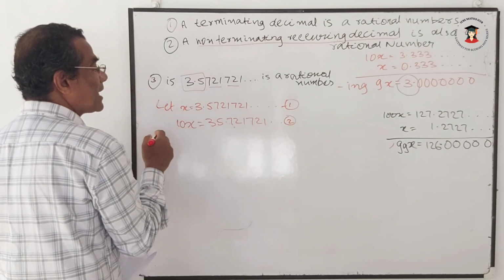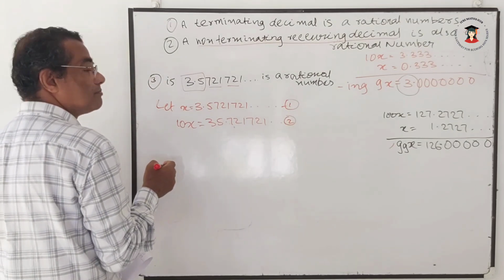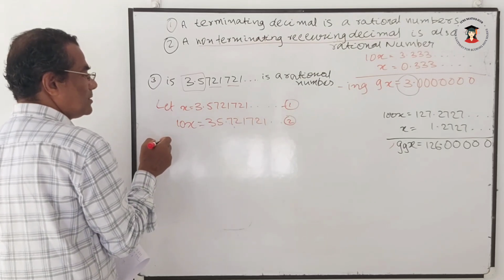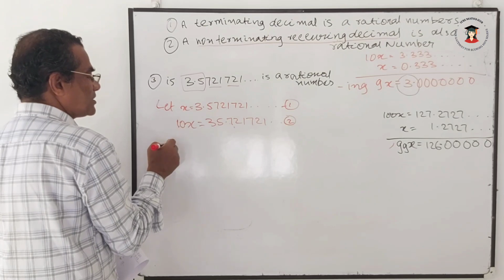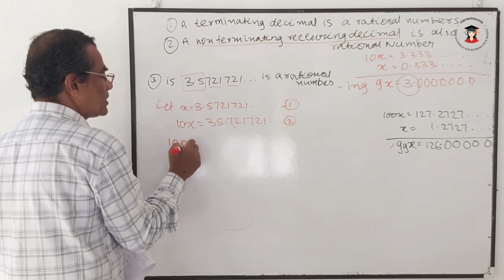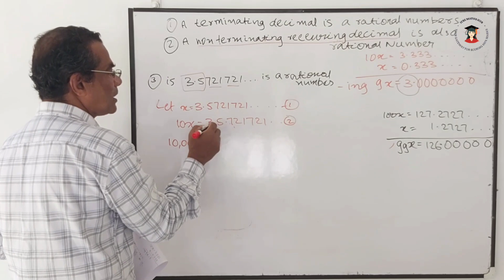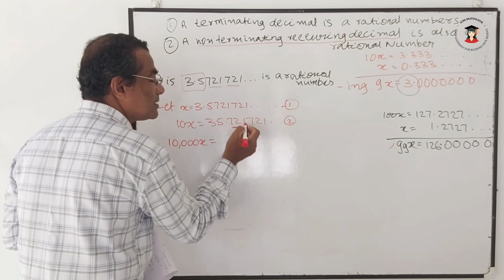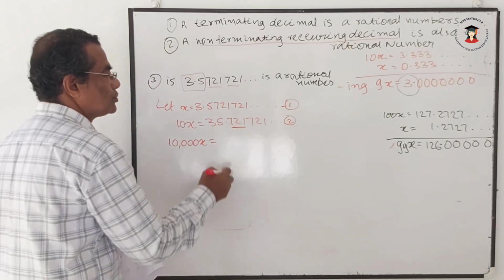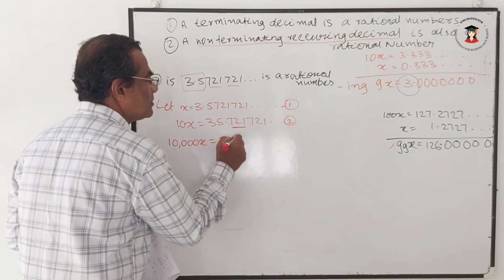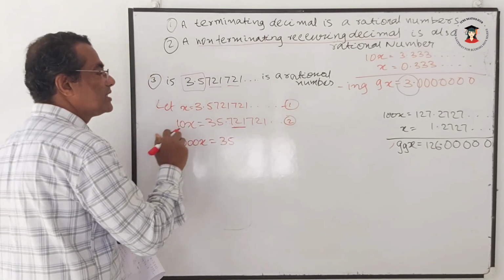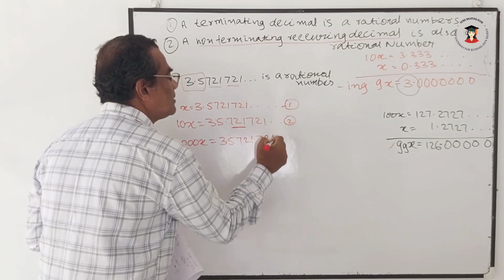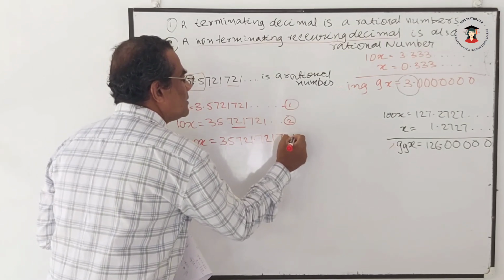For 2, I am again multiplying by 1000. Multiplying equation number 2 by 1000. 1000 into 10x, 10,000x. 1000 into this. Why I multiplied with 1000 is that here 3 digits were repeating. So I will get 35, this 721 will also come before the decimal, 35721. Then after 721, 721, etc.